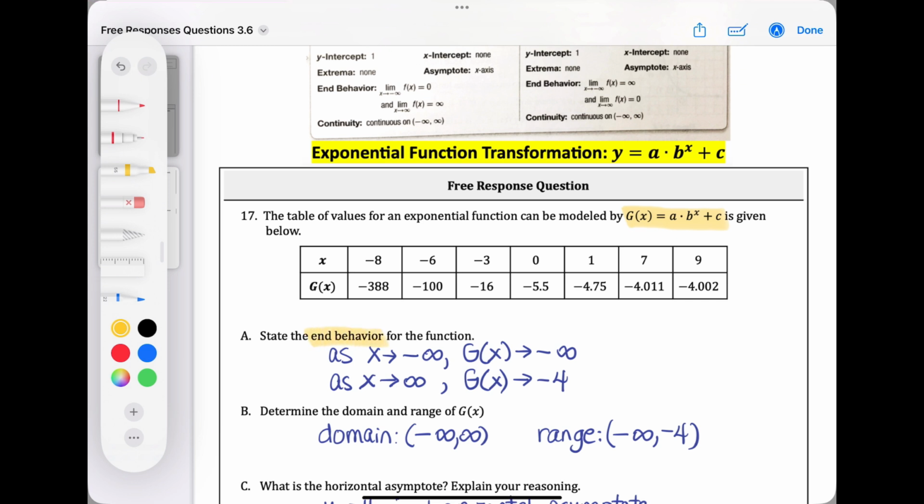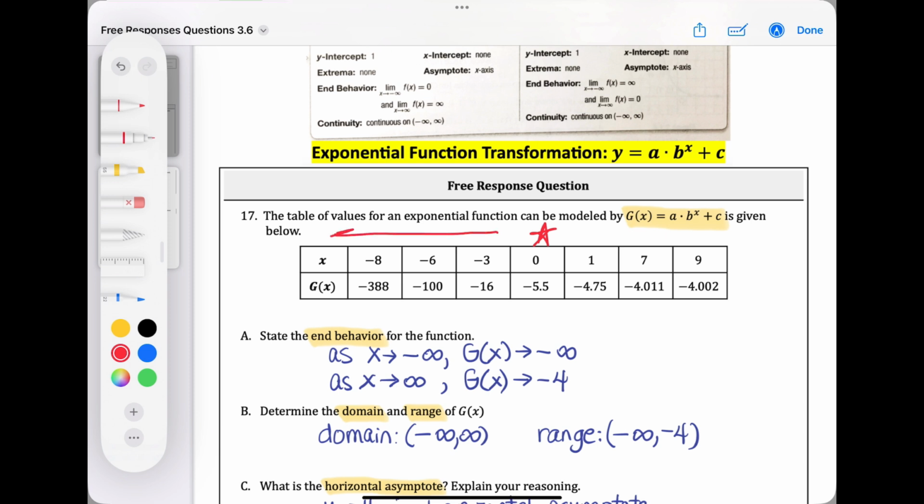For example, what will be my end behavior, to the left, to the right, okay? And B, what will be the domain and the range? And C, what will be my horizontal asymptote? So in classroom, I mentioned, imagine you're standing at 0. What will be my end behavior?